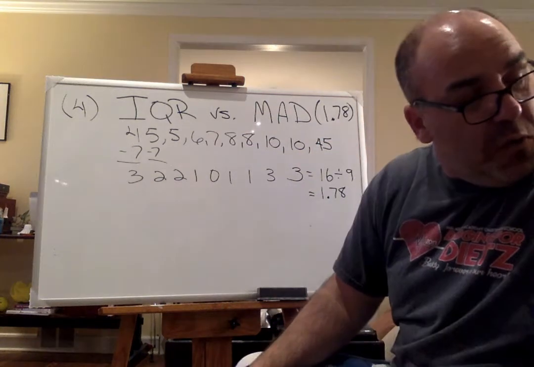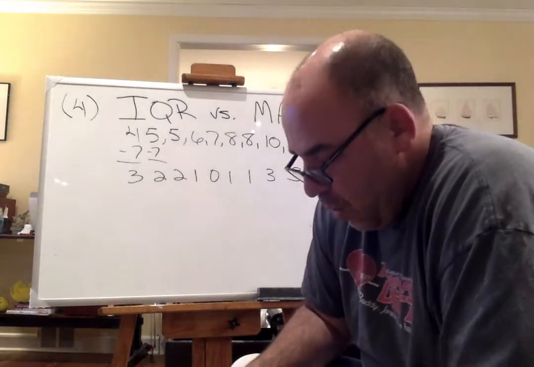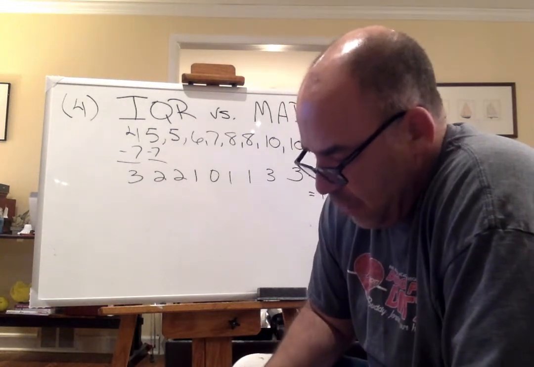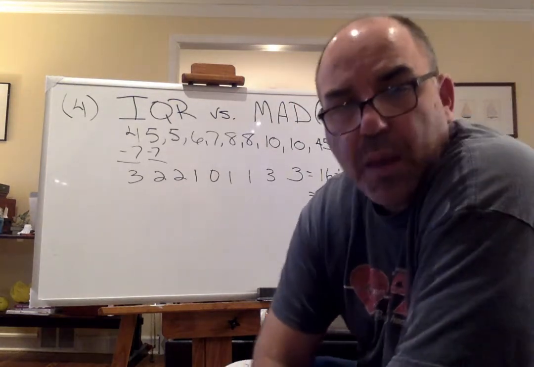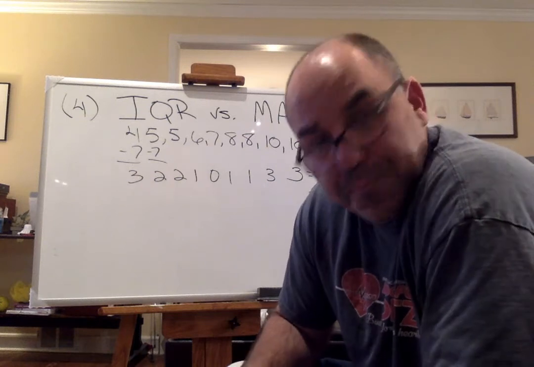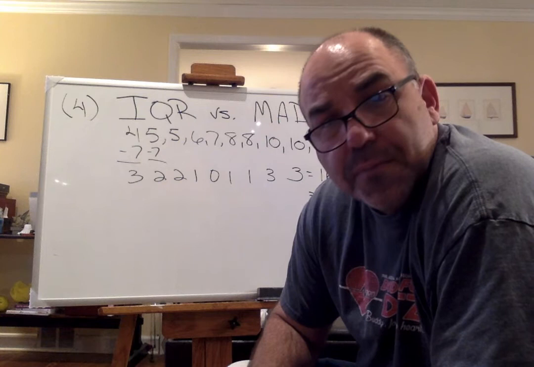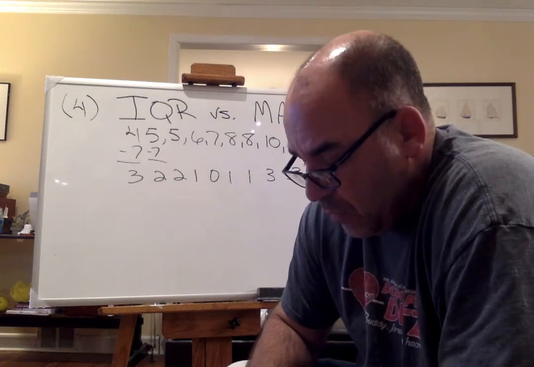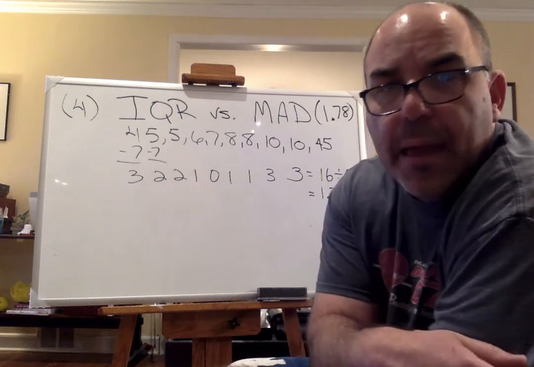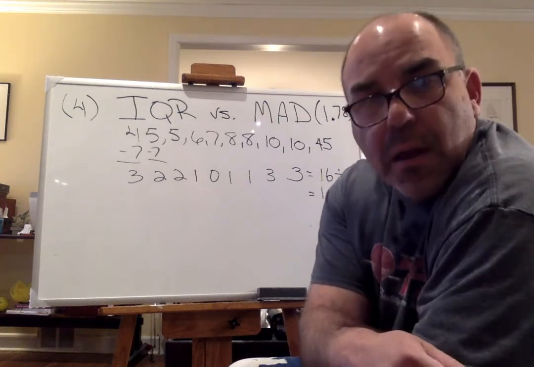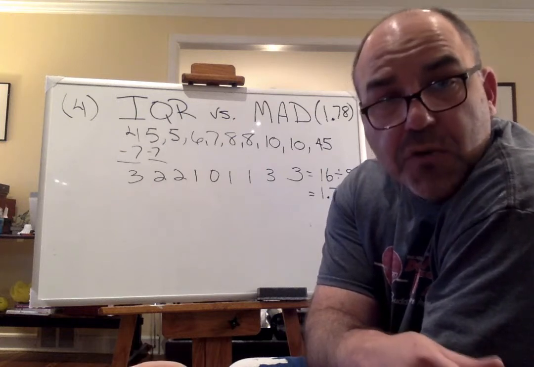So the question I want you guys to understand is this. When do I use interquartile range? And when do I use mean absolute deviation? Well, you can do that before you do anything. If you look at the list of numbers and you see numbers that are spread out and they're pretty evenly spread out, well, mean absolute deviation would probably be a good choice.